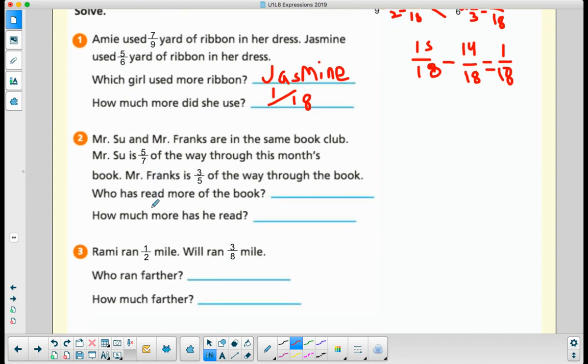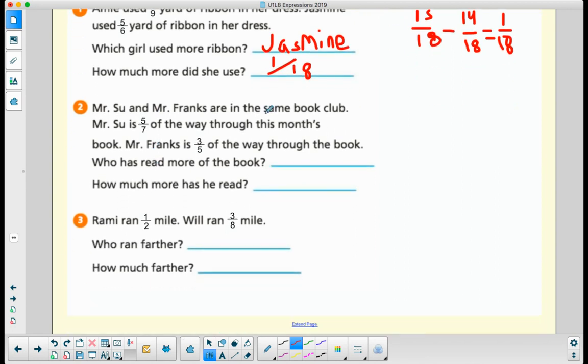Mr. Sue and Mr. Franks are in the same book club. Mr. Sue is 5/7 of the way through this month's book. Mr. Franks is 3/5 of the way through the book. So our whole is the book. Who read more? So I need to compare Mr. Sue's 5/7 to Mr. Frank's 3/5.